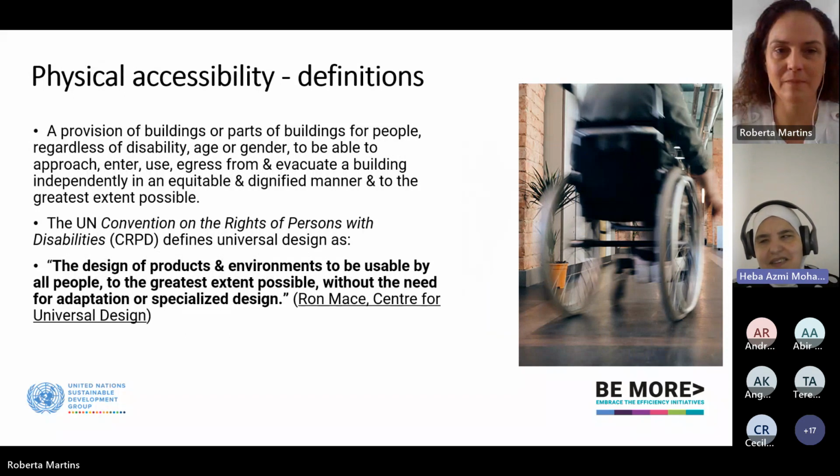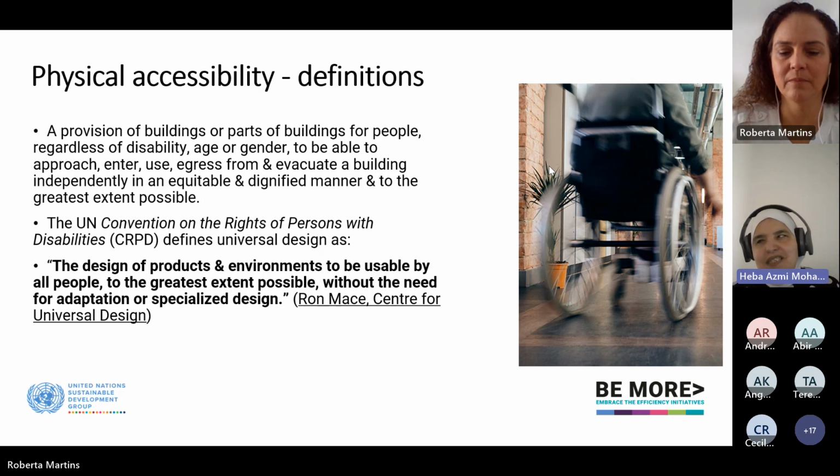Next slide, please. This is the definition of physical accessibility. Physical accessibility is defined as the provision of a building or part of a building for people regardless of disability, age, or gender, to be able to approach, enter, use, egress from, and evacuate a building independently, in an equitable and dignified manner, and to the greatest extent possible. Next slide, please.